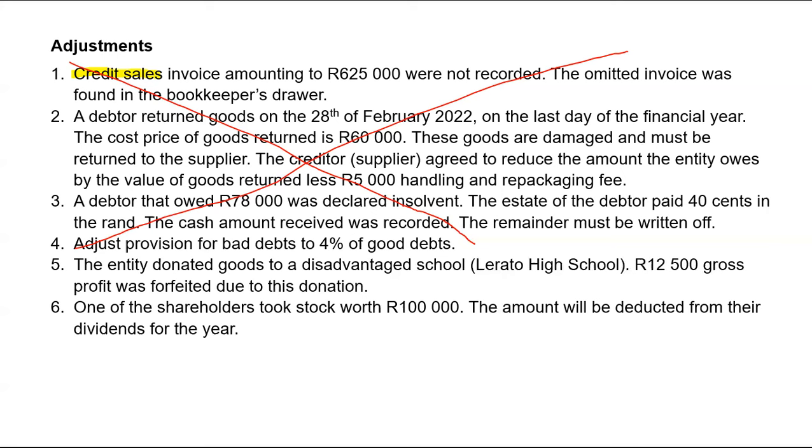Now, we need to use that gross profit we lost to calculate the cost price of goods that were donated. How do we do that?